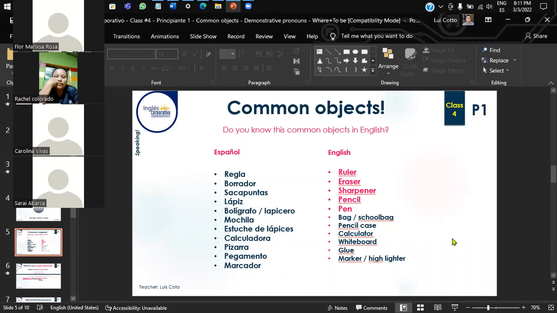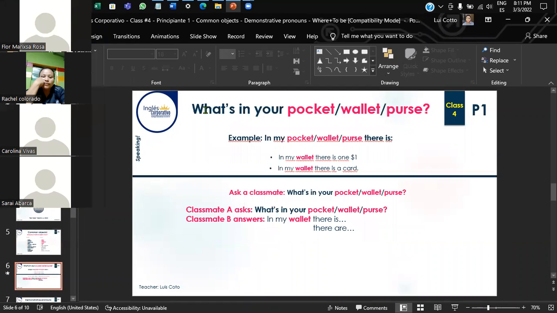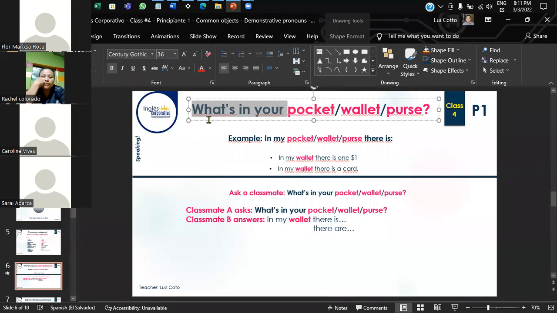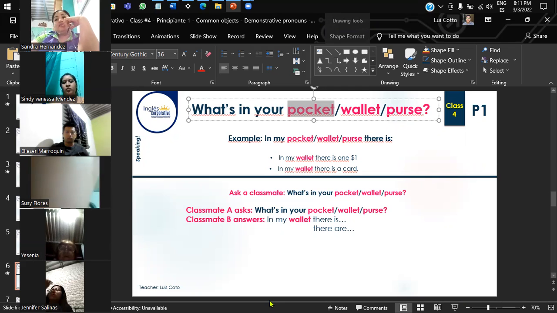Okay, let's go with the next part. Volunteer for this part. But do you know the word pocket? What is pocket? Do you know? No. Okay. Bolsillo. Yes. That is pocket. Correct.